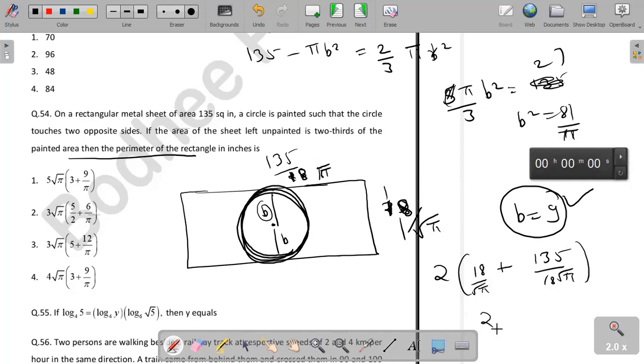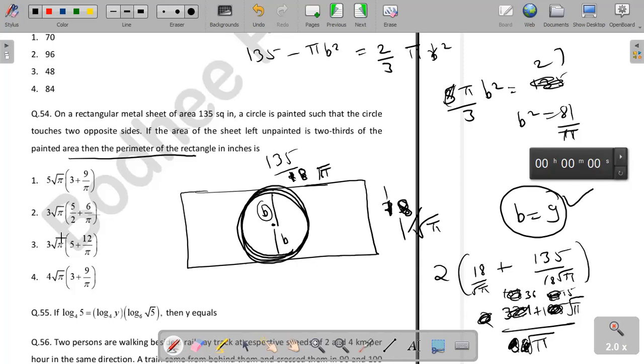Now I will take 18 root pi as common, so this would cancel, and there would be 9 root pi, and 18, 324 plus 135 root pi. So this should be the answer. Let's see which choices match our answer. So this would get cancelled by 3, and here 108, and now here would be 45. Again, this would be 15, and this would be 36. So from which choices am I getting 36?